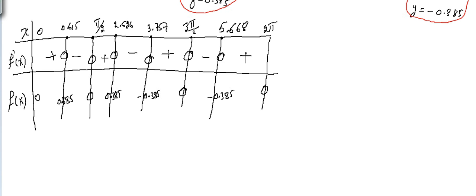We can find a point between these two, and we check by calculator. It gives me positive or negative. So the curve goes from 0 up to 0.385. It goes down to 0. This is correct. It goes up again to 0.385. It goes down to minus. It goes up to 0. It goes down to minus. It goes up to 0.